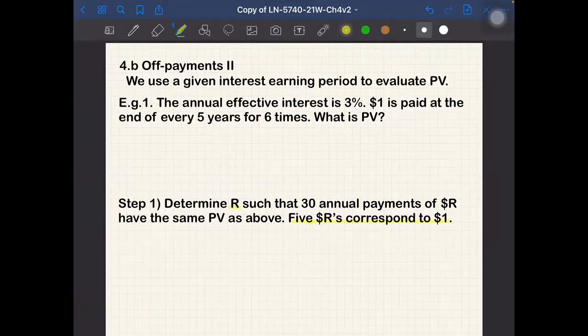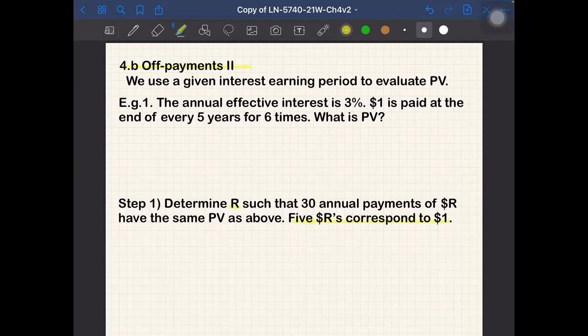Apply section 4B to the off payments, too. So we use a given interest earning period to evaluate present value. If the payment is monthly and the interest is given annual, then we use a year for the time unit.